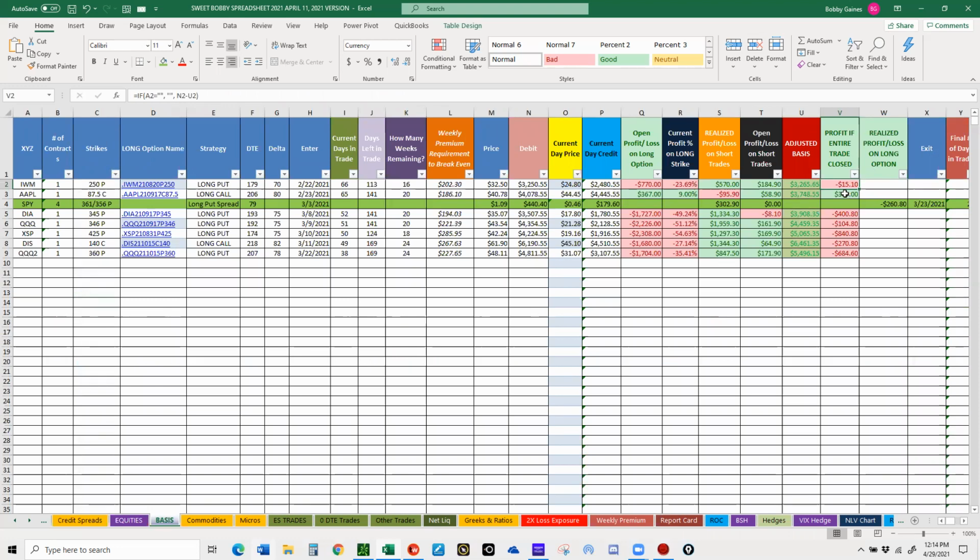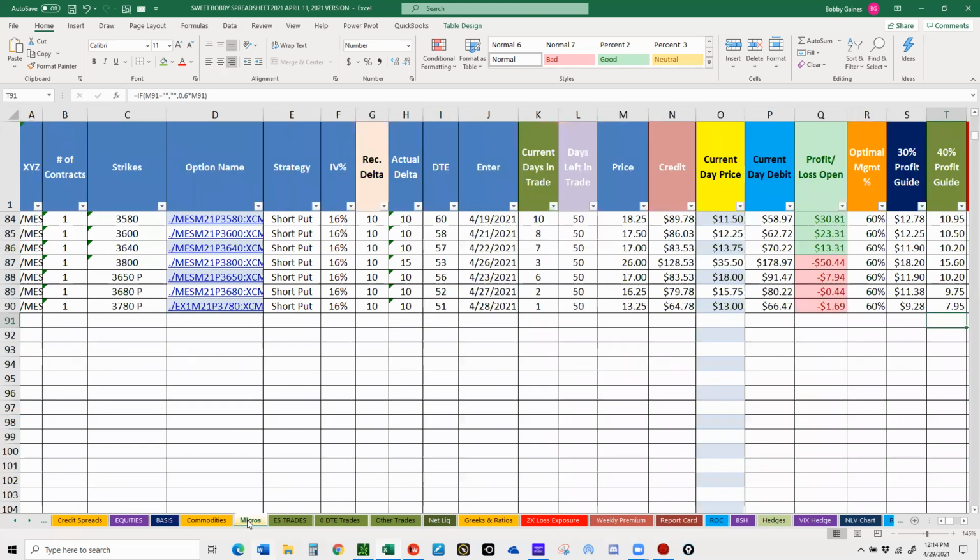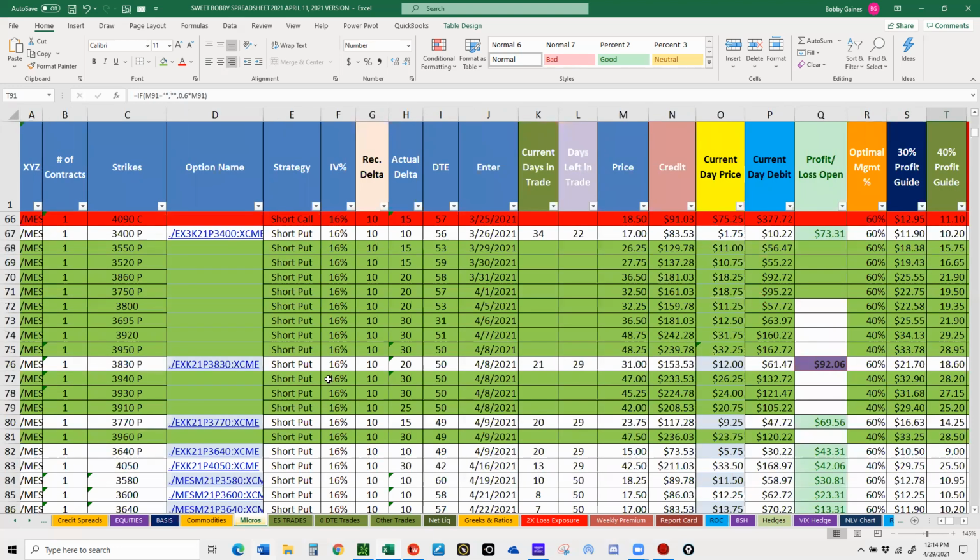IWM is only down $15, and then these are very manageable as we continue to cut away at our basis and to reduce that basis of the initial debit that we paid for those long options. So we know what the game is, right? We know what the game is. And then we simply come to our micros. We look for the one in purple because that's our biggest winner, and we close it.